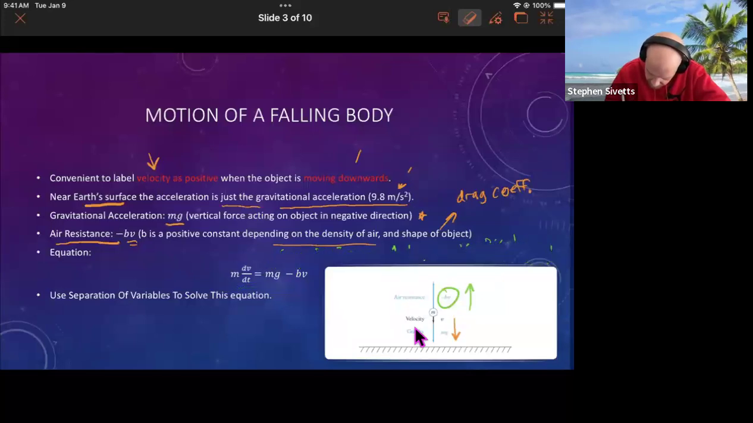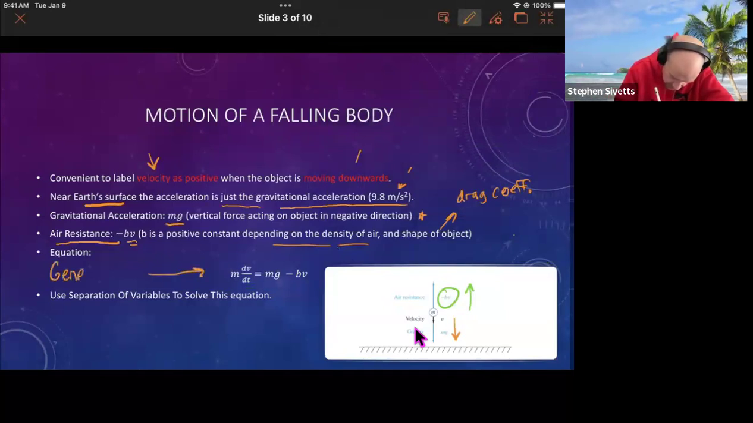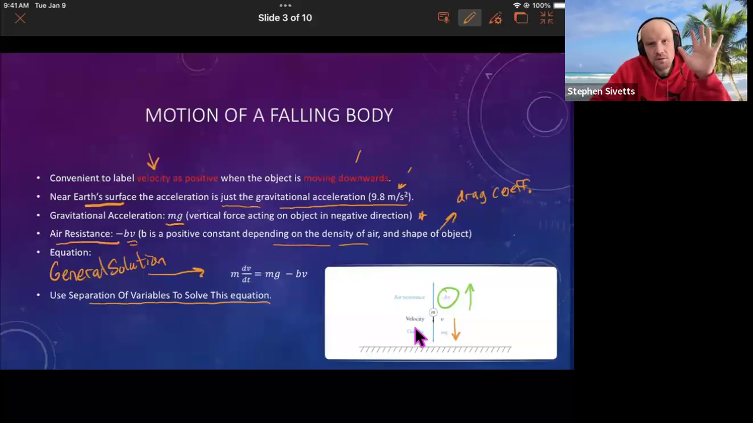Now the primary goal in this equation is to solve for a general solution. We're going to look for the general solution of this equation, and the technique we're going to use is what's called separation of variables. I'm going to show you the technique on how to derive the general solution for this equation.